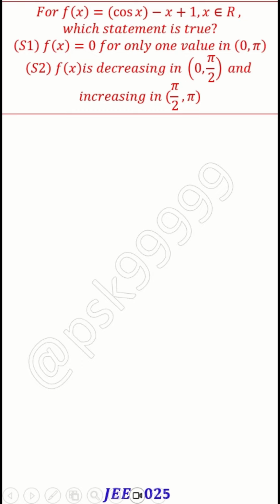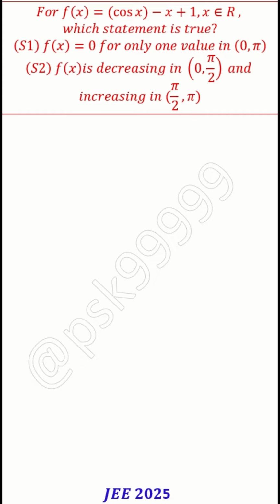For f of x equal to cos x minus x plus 1 where x belongs to real, which statement is true? First statement is f of x equal to 0 for only one value in 0 to pi. Second statement is f of x is decreasing in 0 to pi by 2 and increasing in pi by 2 to pi. Okay, so let's find out.